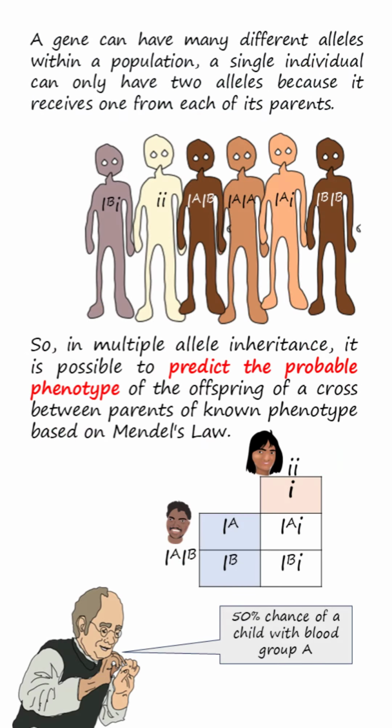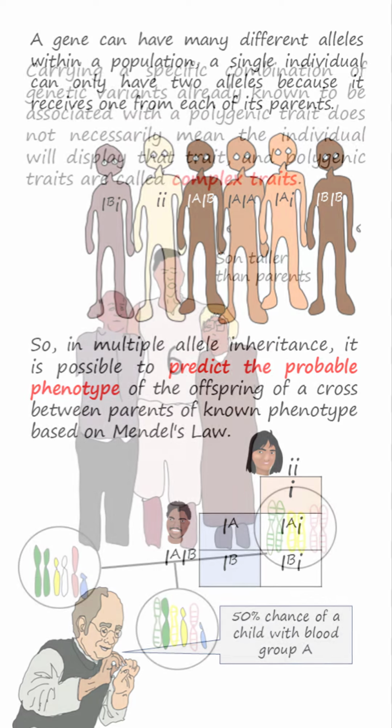Though a gene can have many different alleles within a population, a single individual can only have two alleles because it receives one from each of its parents. So in multiple allele inheritance, it is possible to predict the probable phenotype of the offspring of a cross between parents of known phenotype based on Mendel's law.